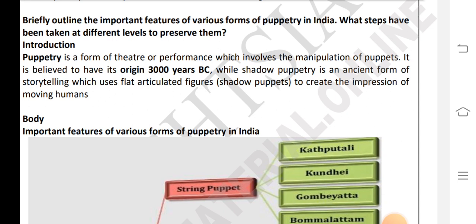Question number 14. Briefly outline the important features of the various forms of puppetry in India and what steps have been taken at the different levels to preserve them.